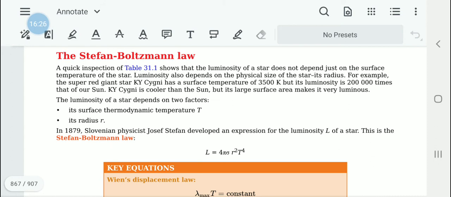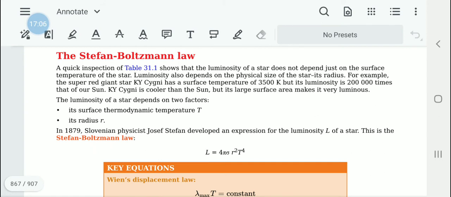So there is a super red giant star known as KY Cygni. It has a surface temperature of 3500 Kelvin, but it has a luminosity of 200,000 times. So our sun has a surface temperature of 5800 Kelvin. So this super red giant has a lesser surface temperature, but it has a luminosity of about 200,000 times more than our sun.